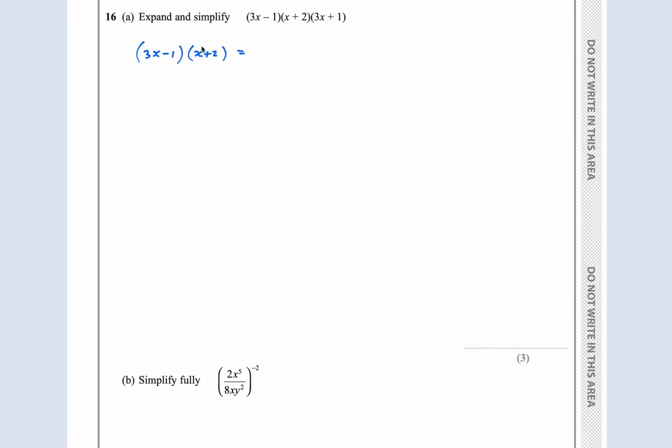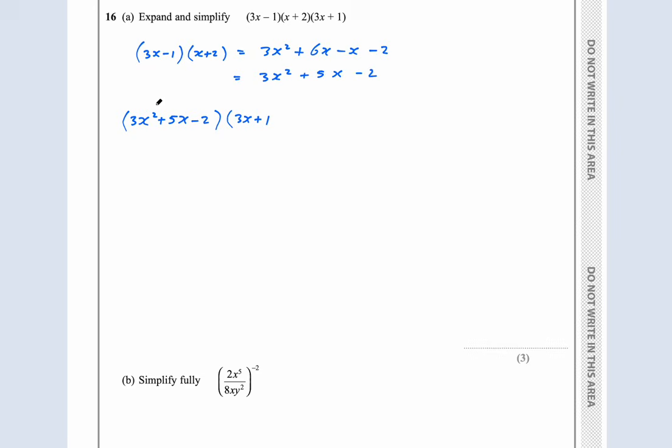Let's do the first. 3x times x is 3x squared. 3x times 2 is plus 6x. Minus 1 times x is minus x. Minus 1 times 2 is minus 2. Gives me 3x squared plus 5x minus 2. Then I'm going to do this times 3x plus 1. So I do my 3x squared plus 5x minus 2 times 3x plus 1.